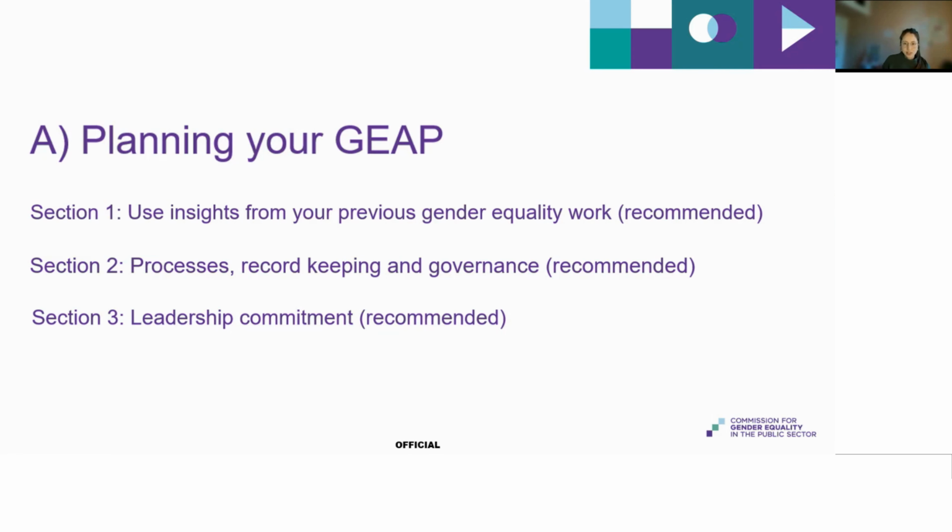For section 2, processes, record keeping and governance, this is space for you to explain the systems you have set up to support your GEAP implementation. You might want to describe your governance arrangement to oversee this work and how you will be tracking your GEAP's implementation and record keeping. We do recommend that you set robust systems up early so that your GEAP has the best opportunity for success and that you are able to collect relevant information along the way that will help you with progress reporting later. This section aims to get you thinking about these things and capture the systems and structures that you have set up.